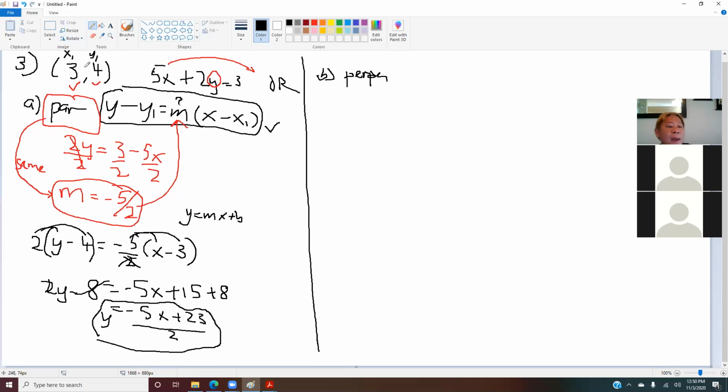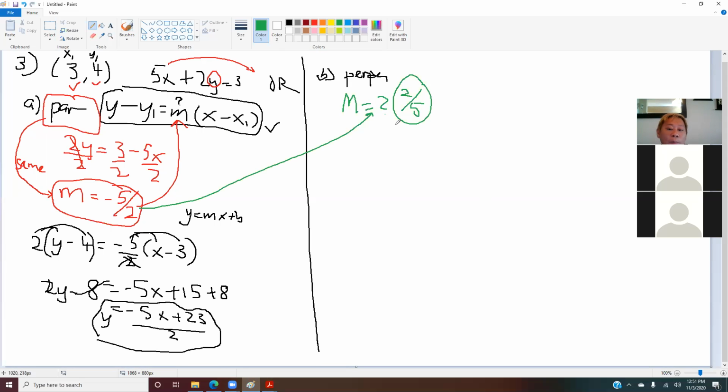So we're still using the same point, but my question is, what happens to my slope? Anyone know how to figure this out? This is important, it's in your test, one of the 10 questions. Anyone know? Moha? We switch the slope, the negative to make it positive. So what's the slope in this case? 2 over 5. Very good. That is correct. So this is the slope.